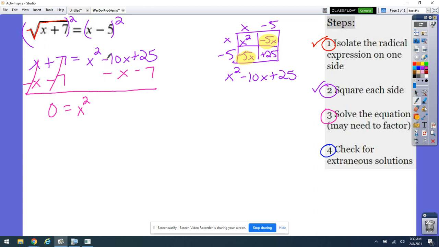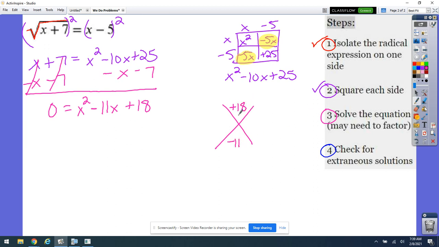x squared, same sign here. I'm going to add these, so that's a negative 11x. And these are opposites, so of course I'm going to subtract. So I would have a positive 18. Okay, so now I see that I don't have a coefficient on my x squared, so this is going to be a nice simple factoring step. So I have my 18 up here, positive 18. I have my negative 11 here.